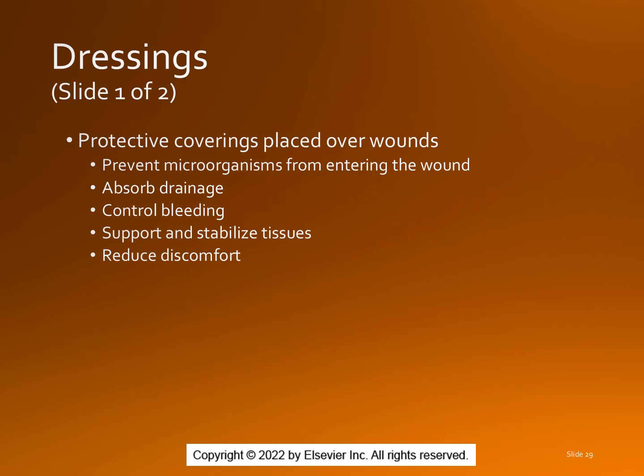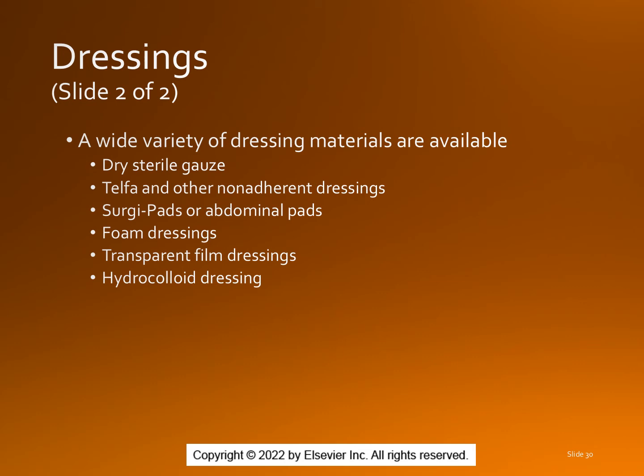Dressings are protective covering layers placed over wounds, and they serve a number of purposes. They prevent microorganisms from freely entering or escaping the wound, and they absorb drainage. In addition, dressings will help support and stabilize tissues and reduce discomfort from a wound. A wide variety of dressing materials are available. Choices will be based on the location, size, and type of wound, whether or not an infection is present or debridement is needed, and the frequency with which those dressings will be changed.